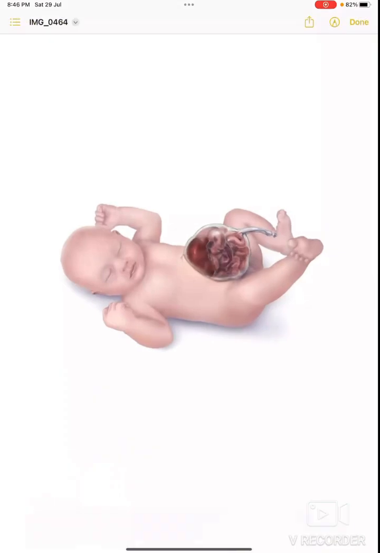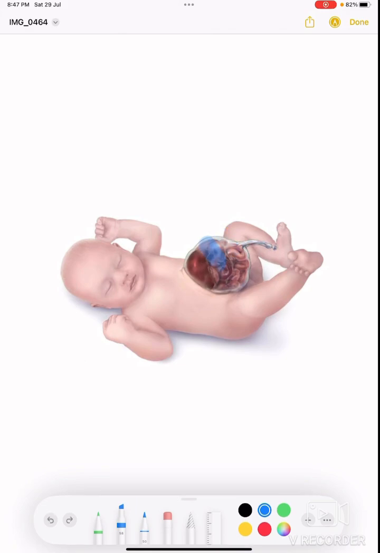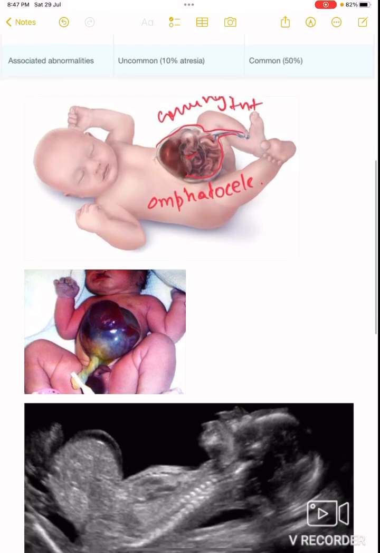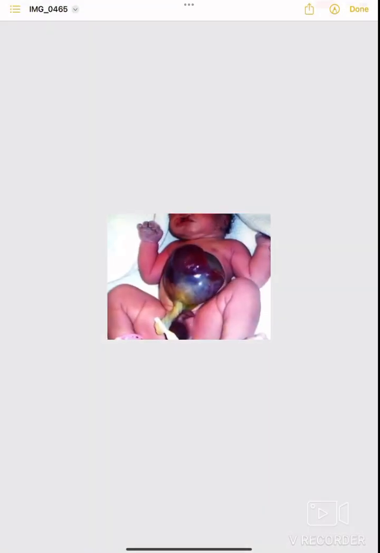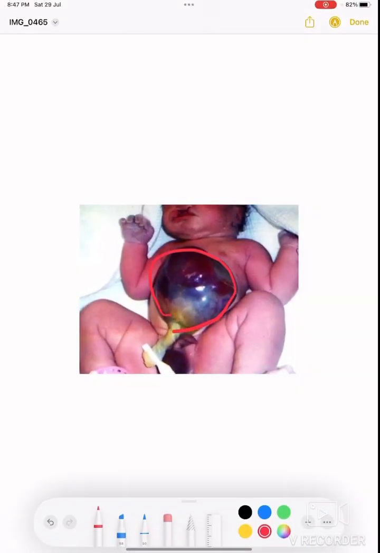In the first photo you can see that intestines are coming out, and there is a covering present. So this is omphalocele. Next, this is a real photo. You can see this is a sac, and these are intestinal contents. So it is again omphalocele.